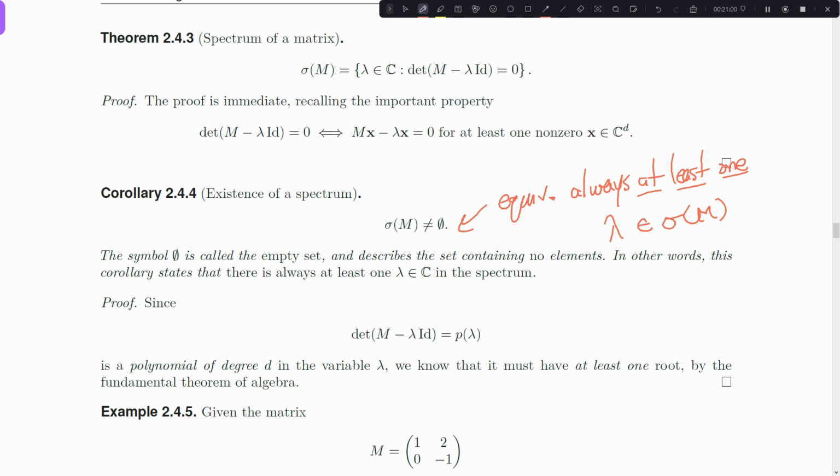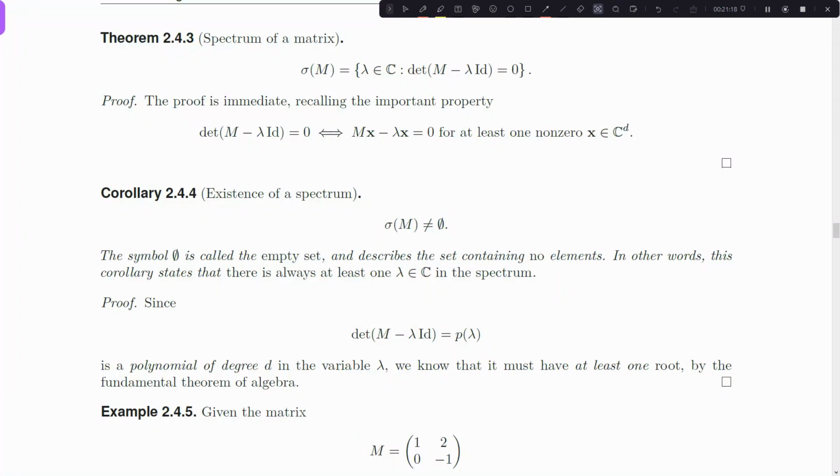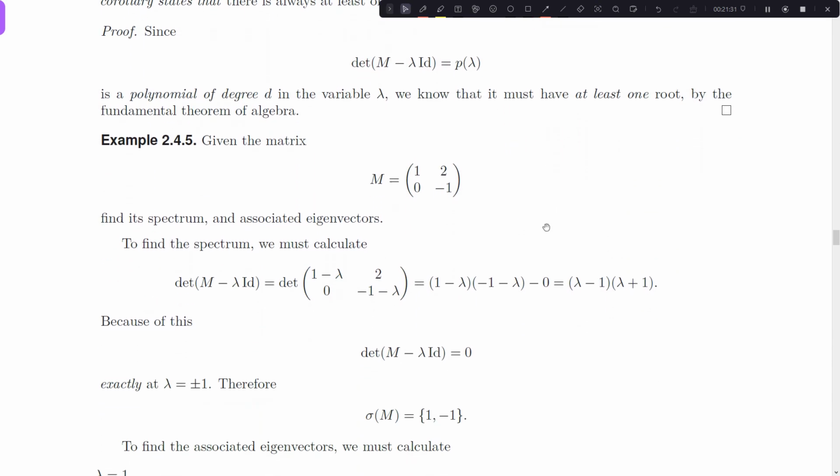And how do we actually know that? Well, we have to jump back to the complex analysis chapter. We have the fundamental theorem of algebra that says that every polynomial of degree d has at least one root. In fact, it has d roots when you count multiplicity, but you have at least one by the fundamental theorem of algebra. So we always know that we can find at least one eigenvalue. That's fantastic. So let's look at a nice example here.